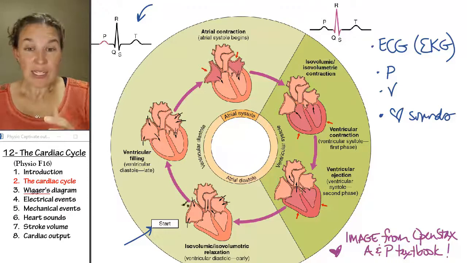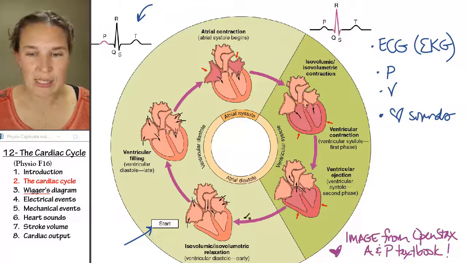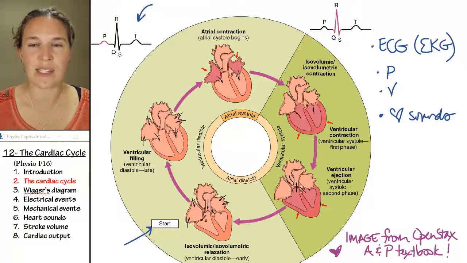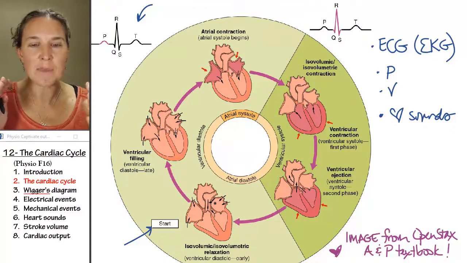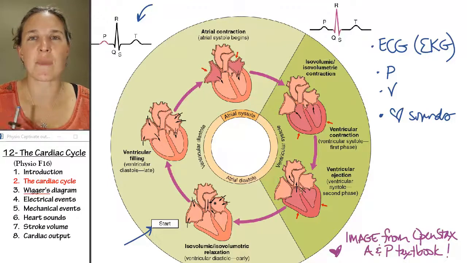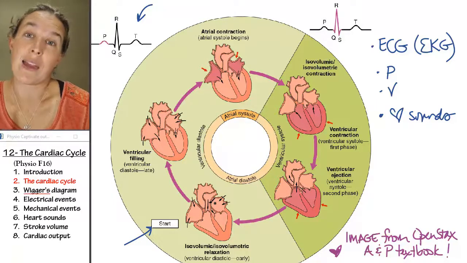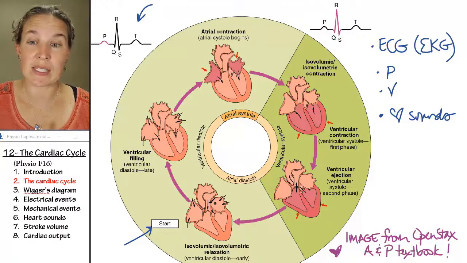And so spend just a second before we get rolling to look at this little visual right here and see if you can figure out the events that are happening and where you think blood is going from one place to the next and why blood is moving from one place to the next.